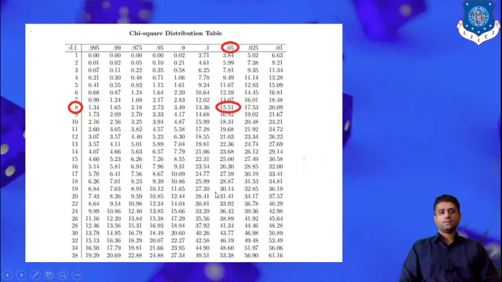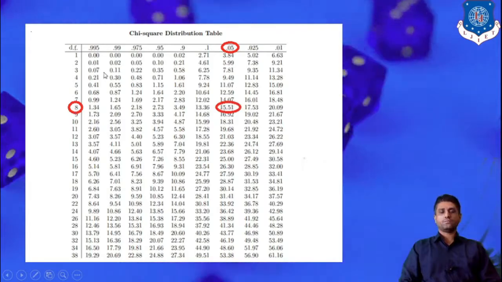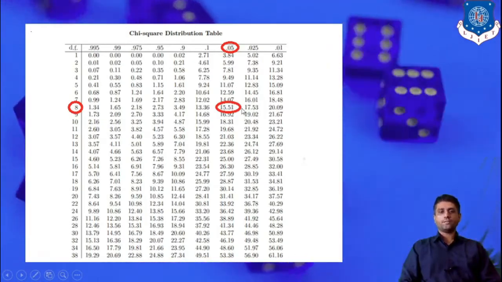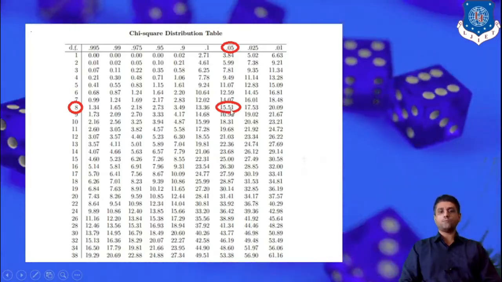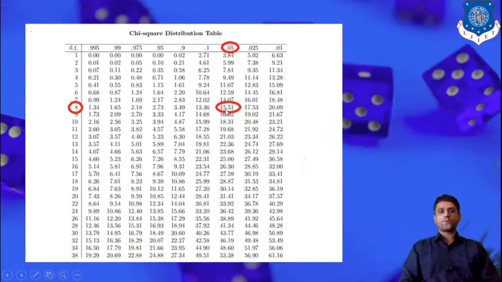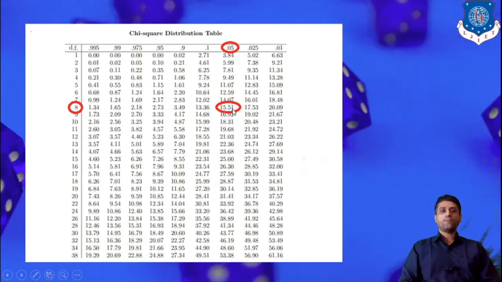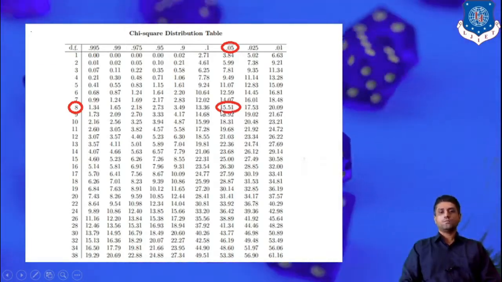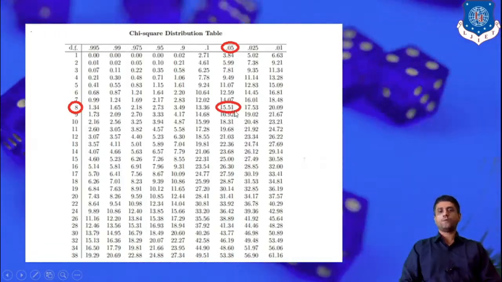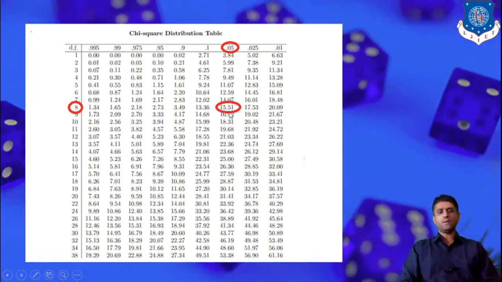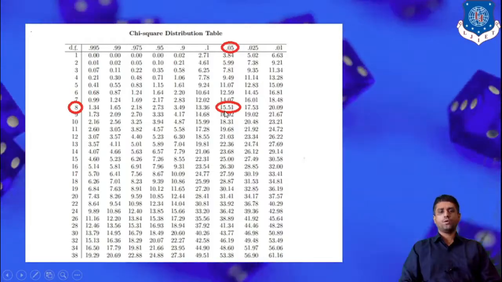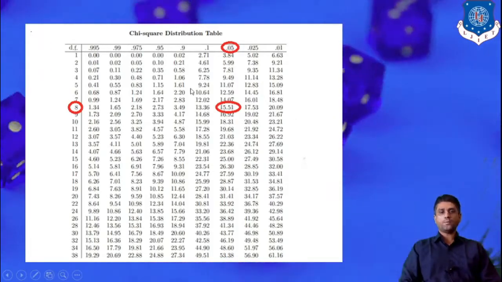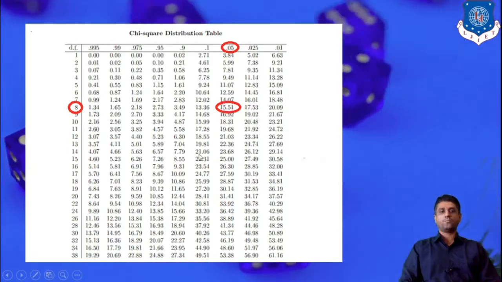Here in this distribution table, all the values are written in 2 decimal places. That's why 15.507 can be rounded up to 15.51. And if we consider 3 decimal places, it can be expanded as 15.507. But it doesn't matter, whether you go to 2 or 3 decimal places. So the tabulated chi-square value is 15.51.